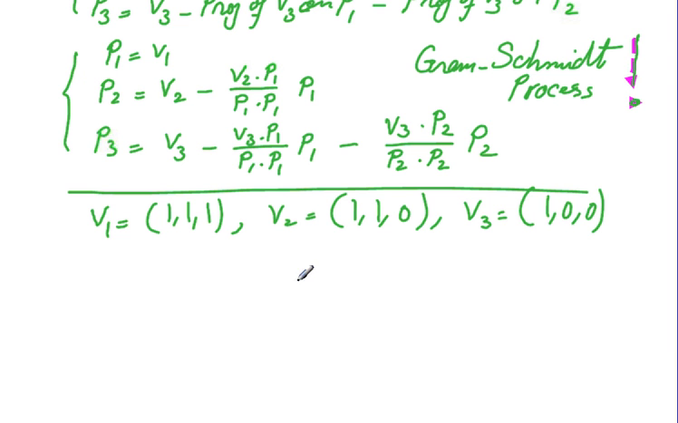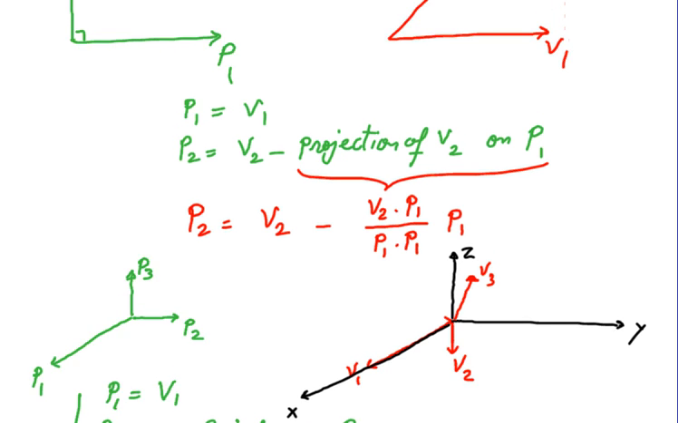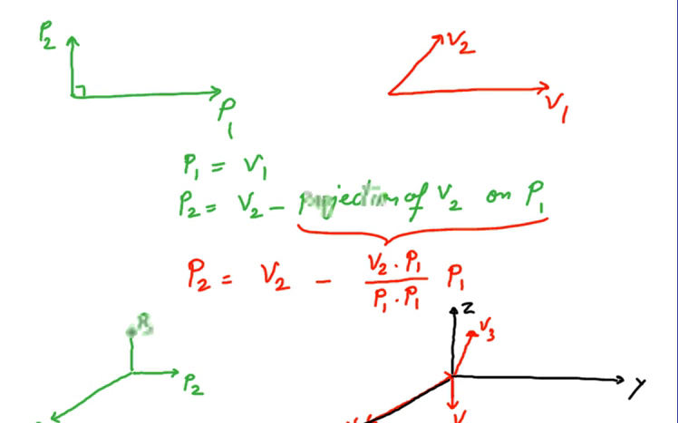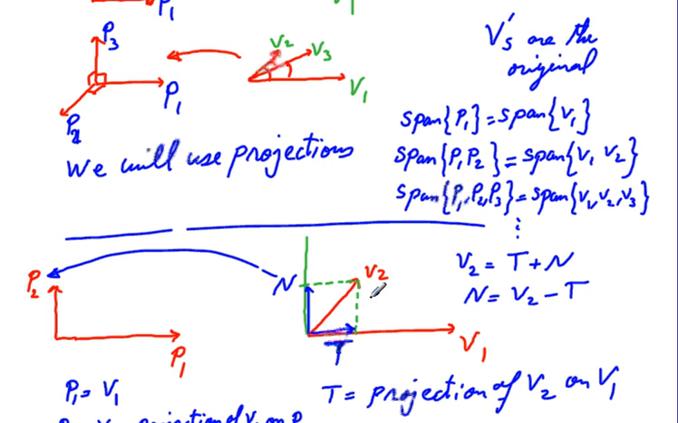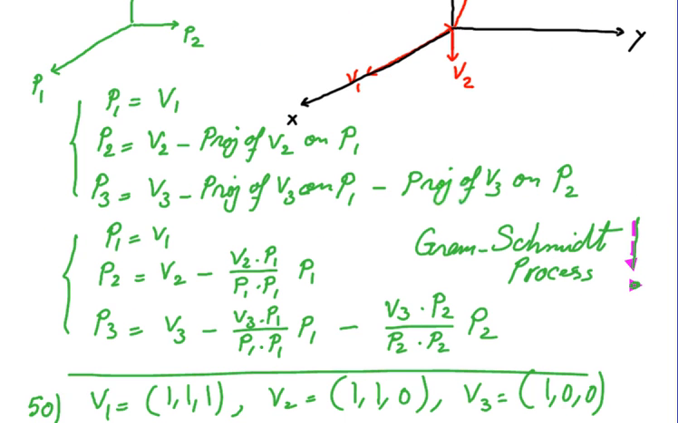This is problem 50. Find perpendicular vectors P1, P2, P3 such that the span of P1, the span of P1, P2 and span of V1, V2, and the span of all three of them are the same. It is telling us to go ahead, make the other three vectors, and watch out to stay within this prescription. That's what is requested in this problem.